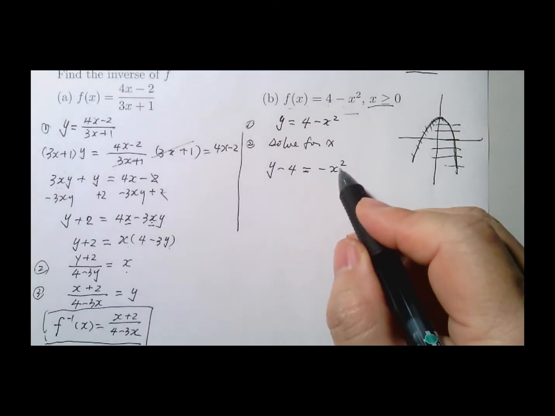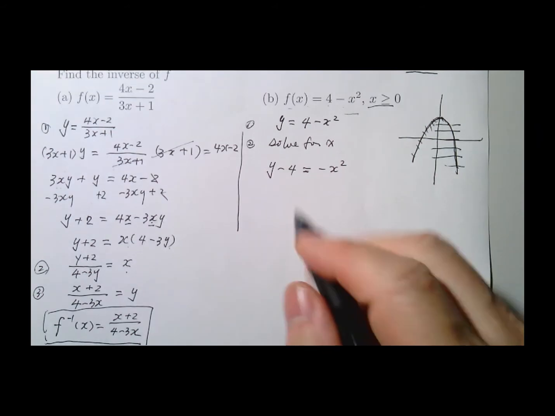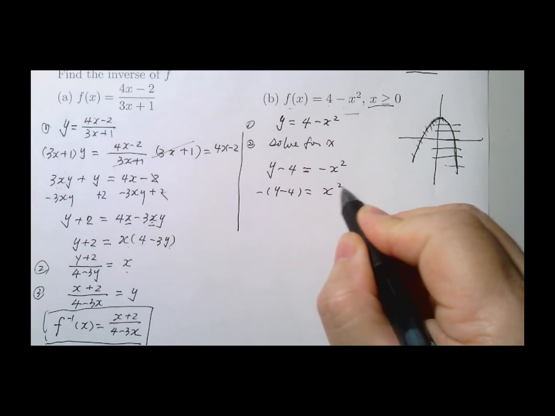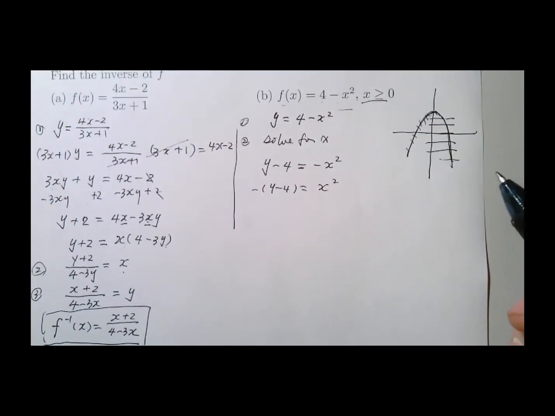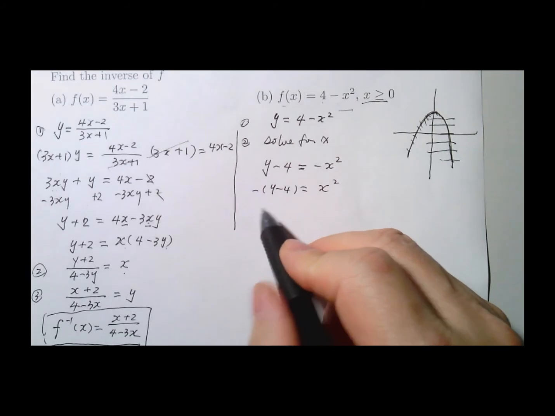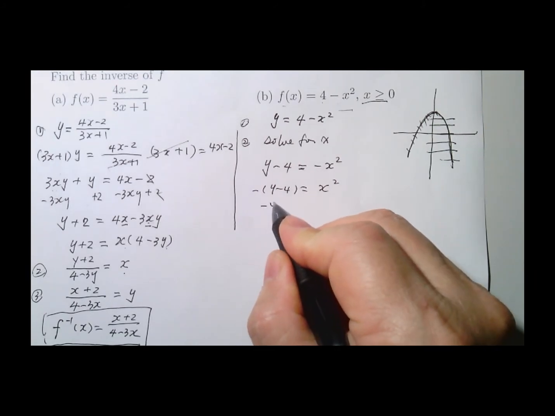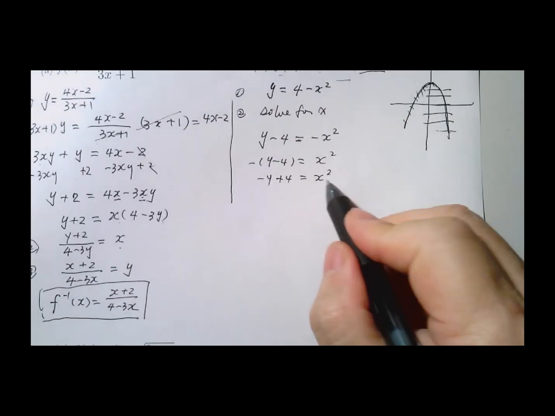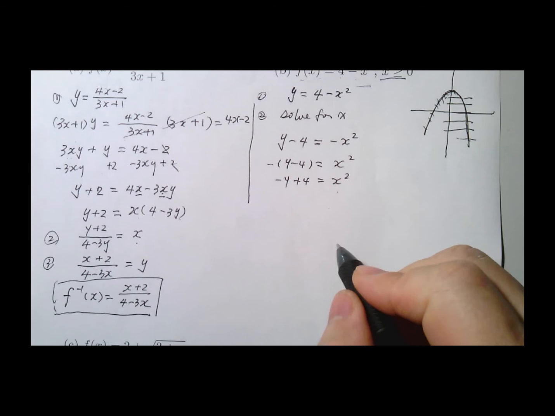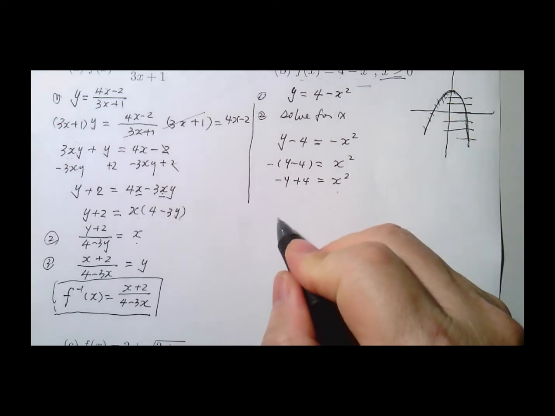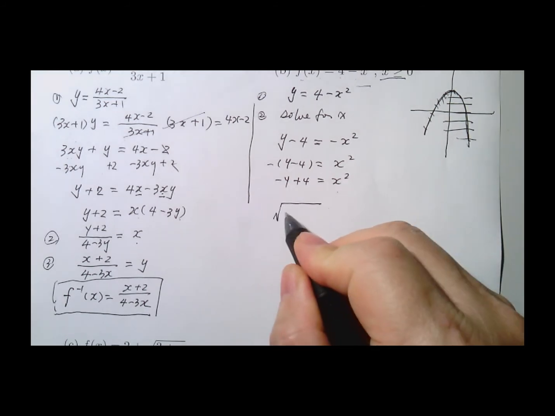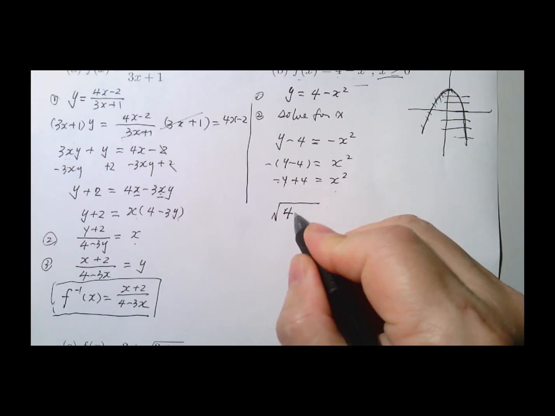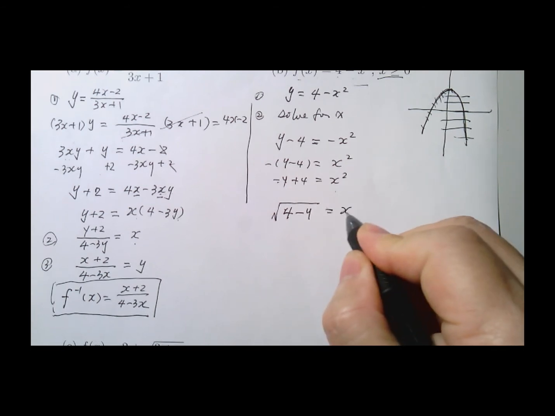Multiply negative 1 to both sides, you get negative y minus 4 equal to x squared. Okay, so this can be written as negative y plus 4 equals x squared. Now I square root both sides. Square root both sides, I'm going to have the square root of negative y plus 4. We can write this as 4 minus y equal to x.